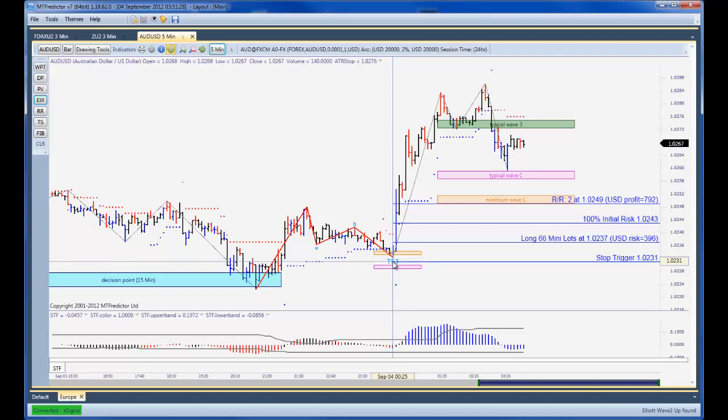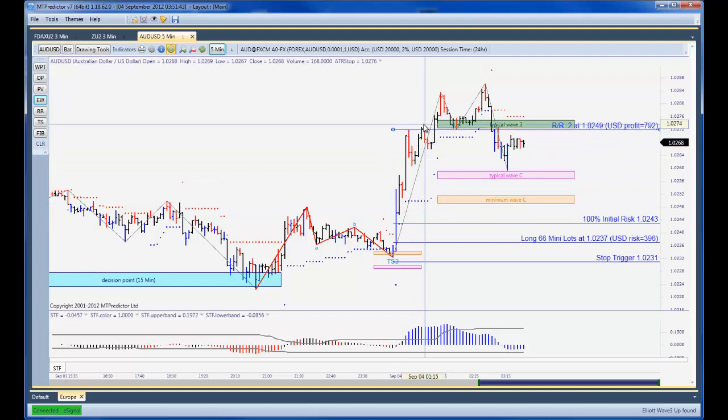So therefore we are anticipating a strong wave 3. That's why we don't look to come out at our first target, which is our minimum wave C WPT here. We go to our third target, which as you can see is our typical wave 3 WPT here. So I'll just take the risk reward up to that level.